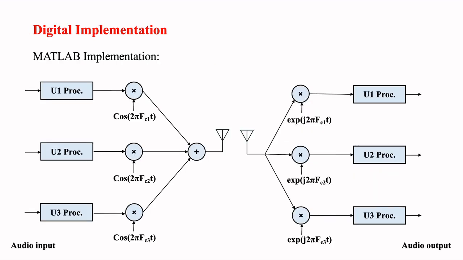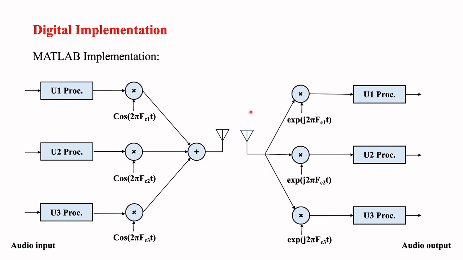So these figures here show how we will implement the AM modulation and demodulation. We will use an audio input and we'll use 3 users. We will have some pre-processing. Here we can have, for example, low pass filtering and addition, multiplication, and so on. Then each user will be multiplied by its corresponding carrier signal, which has a unique carrier frequency. Then the signals will add up and be transmitted, or in our case, saved as an audio file, a wave file.